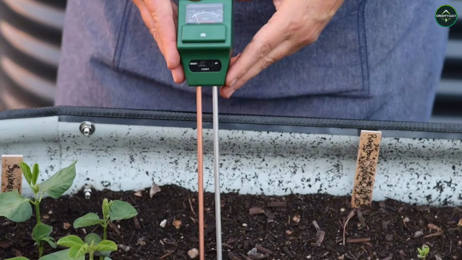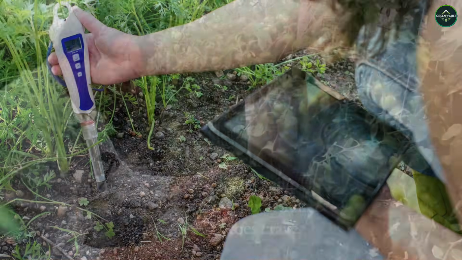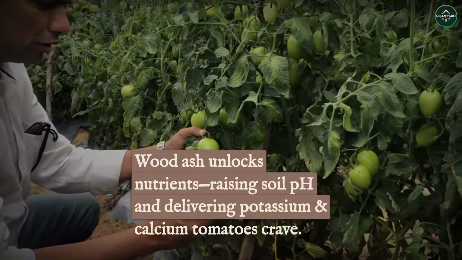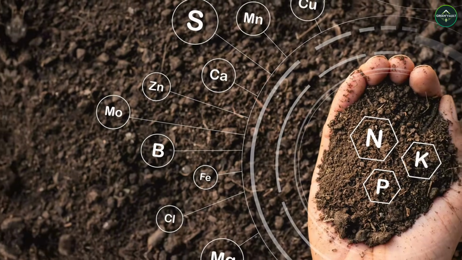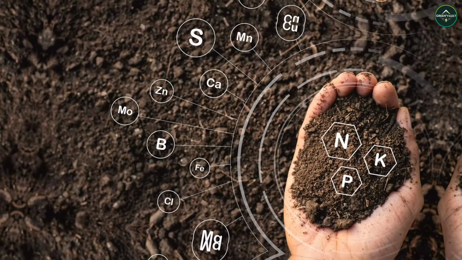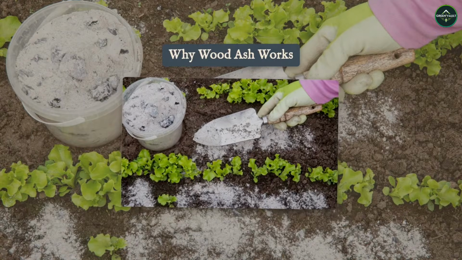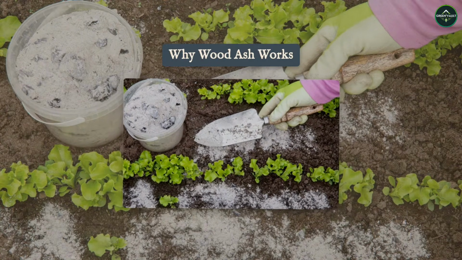Wood ash raises soil pH by half a point to 1.5 points per application. In acidic soils below pH 6, nutrients become locked out, including iron, phosphorus, and calcium that are present in the soil but unavailable to plants. Raising the pH unlocks them, and ash does this while adding minerals.